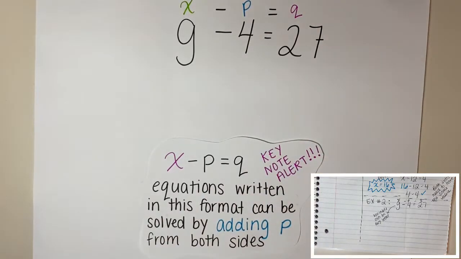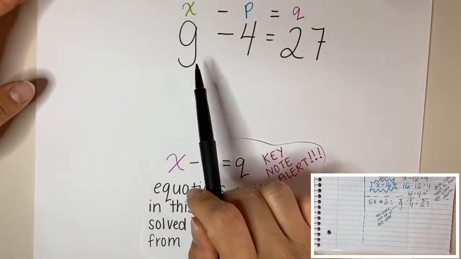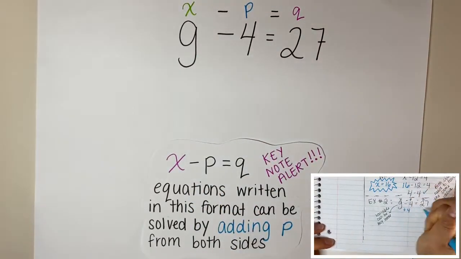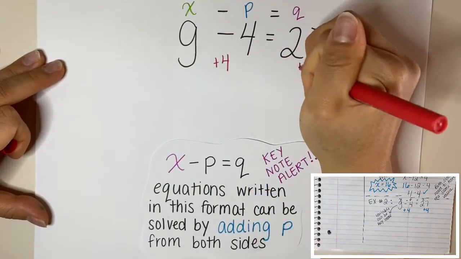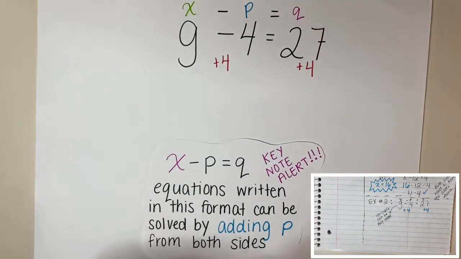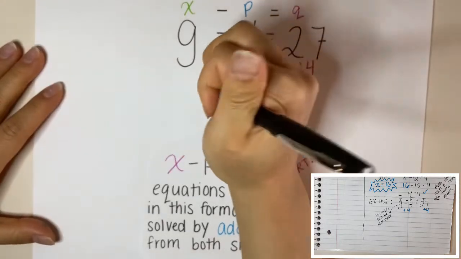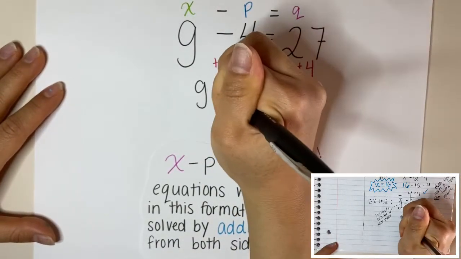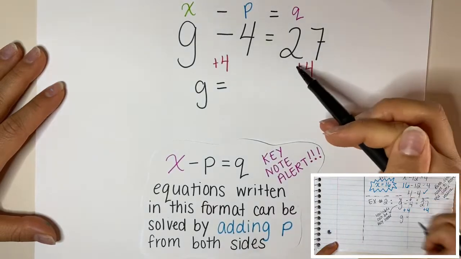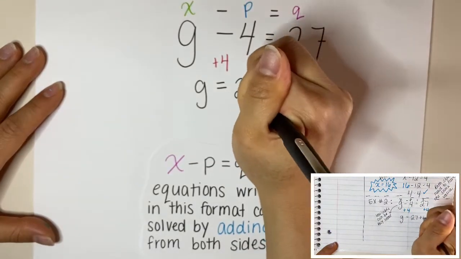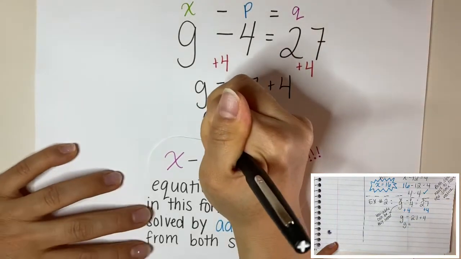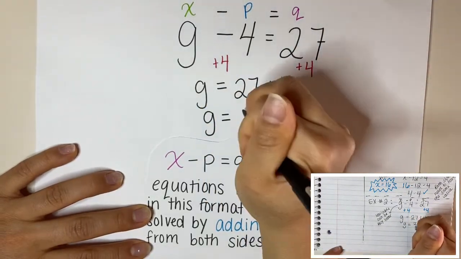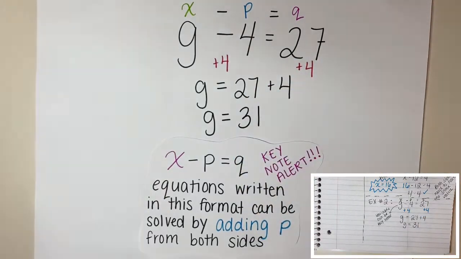Well, my keynote tells me that I can solve this equation by adding p on both sides. So let's go ahead and do that. We are going to add 4 on both sides of our equal sign. So we have g is equal to 27 plus 4. That leaves me with g is equal to 31.